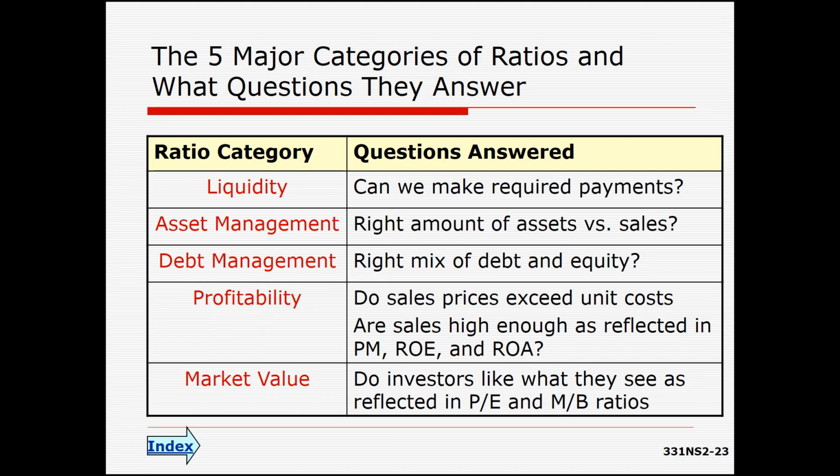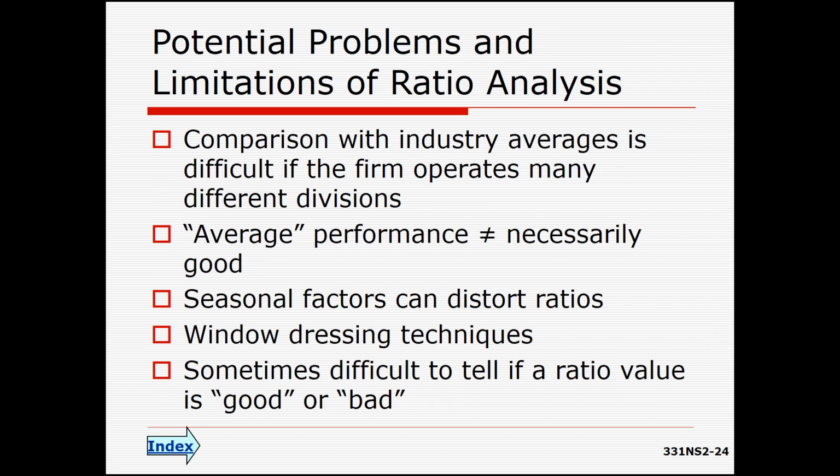This table recaps the 5 sets of ratios we have reviewed and what questions they're designed to answer. Numbers are great for comparisons, but there can be problems. Comparing to industry averages is fairly easy if the firm being analyzed is in a single industry, Lowe's versus Home Depot, McDonald's versus Wendy's. But what if it's a conglomerate? Insiders could have access to division data, but outsiders will see consolidated statements.